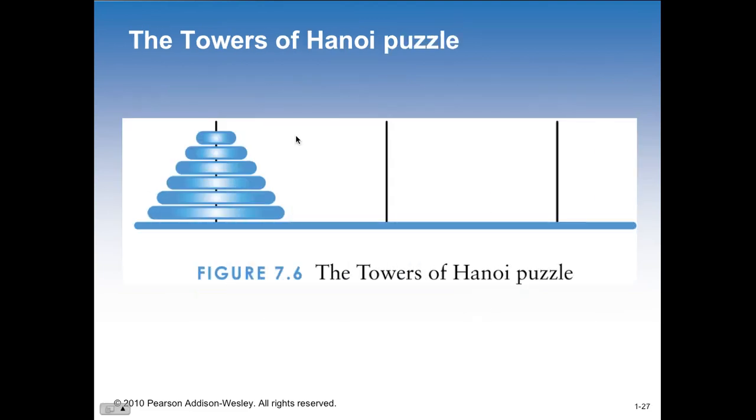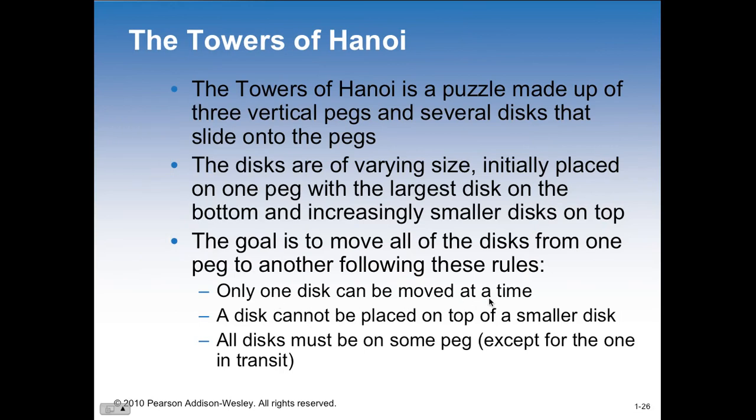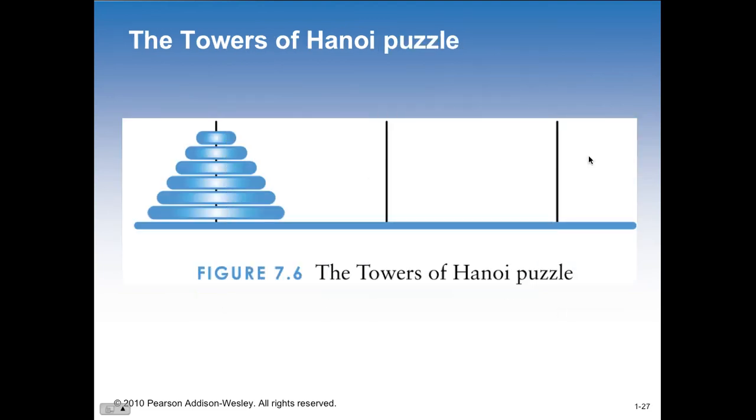So here it is. We've got these three. We've got to move them over to here. Only one disc can move at a time, and a disc cannot be placed on top of a smaller disc. So you have a big disc on the bottom, little disc on the top. Okay. You can move this one to here, this one to here, this one to here. It's recursive.